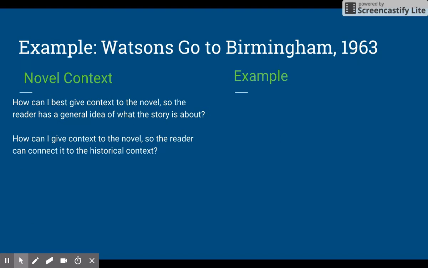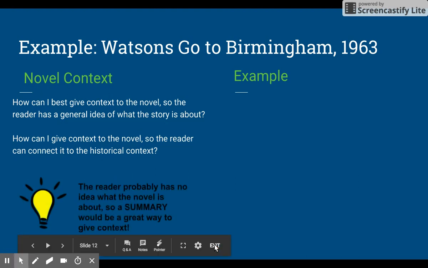So, to provide novel context, well, how can I best do that so that the reader has a general idea of what the story is about? And how can I give context to the novel so the reader can connect it to that historical context that we just gave about the civil rights movement? Well, the reader probably has no idea what the novel is about, so a summary would be a great way to give context.